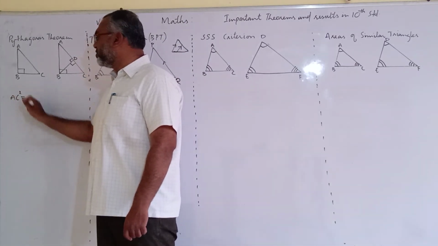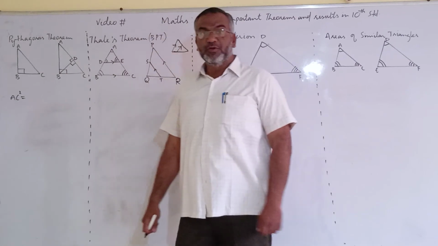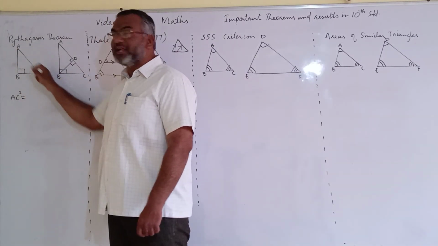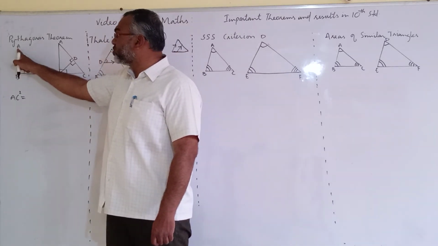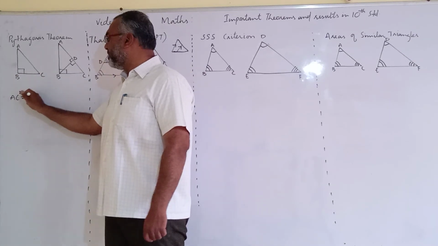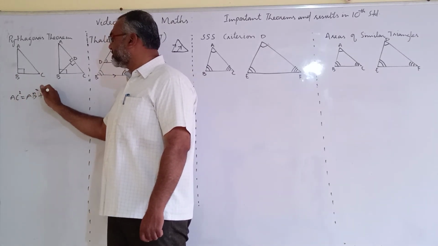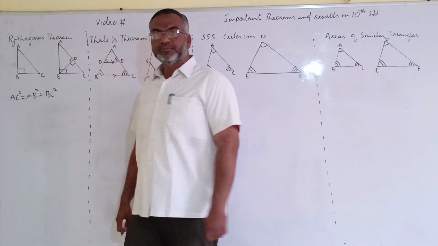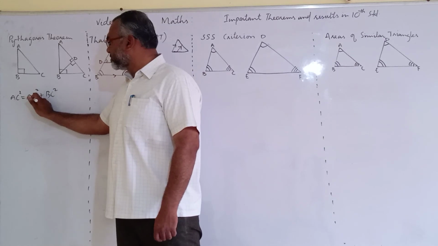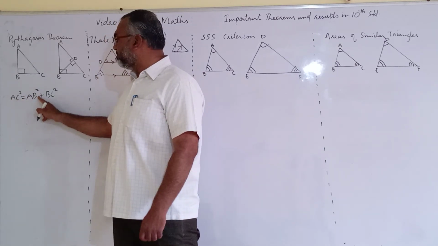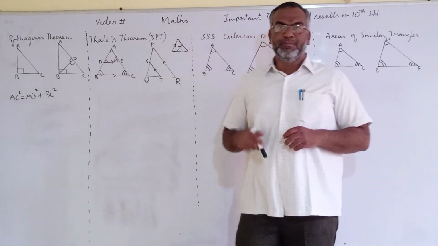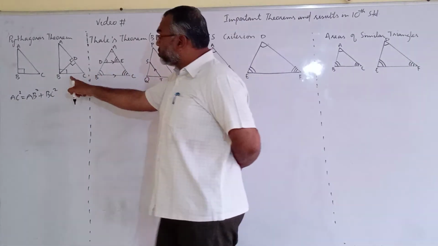So the square on the hypotenuse will be equal to the sum of squares of the other two sides. Which are the two sides other than AC, other than the hypotenuse? AB and BC. So AC square equals AB square plus BC square. This is Pythagoras theorem: the square on the hypotenuse is equal to the sum of squares on the other two sides.